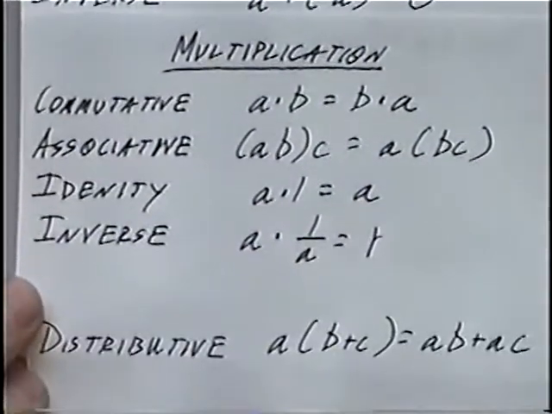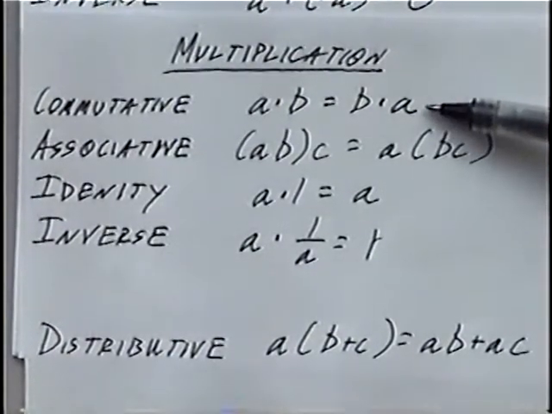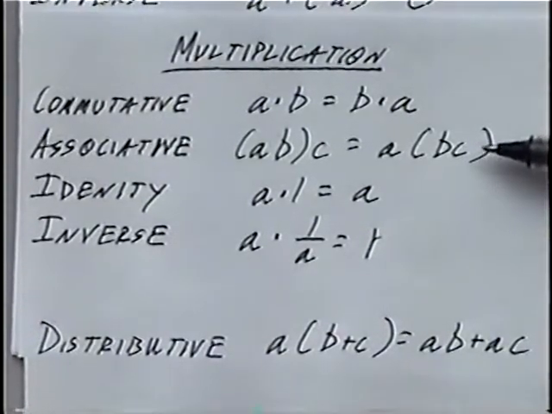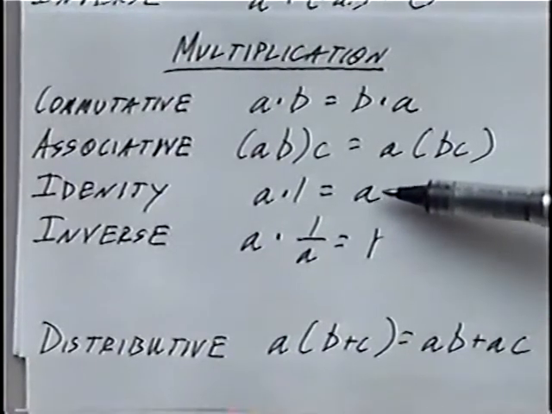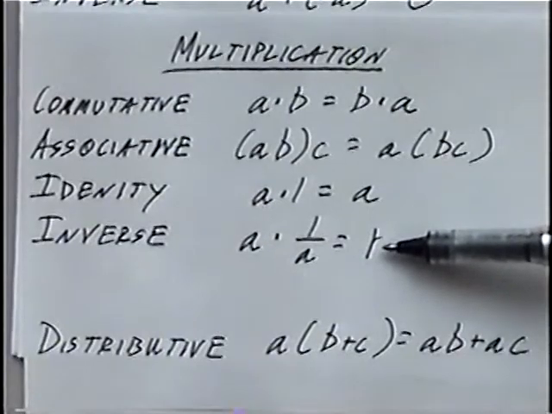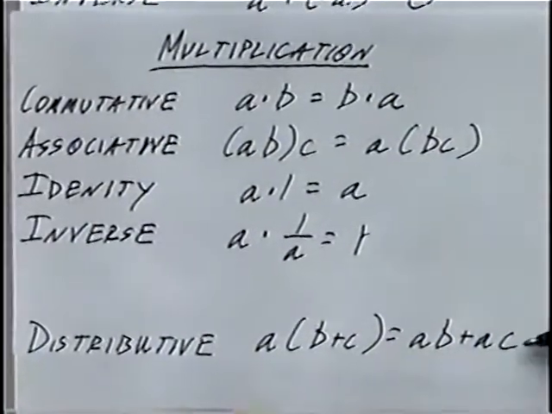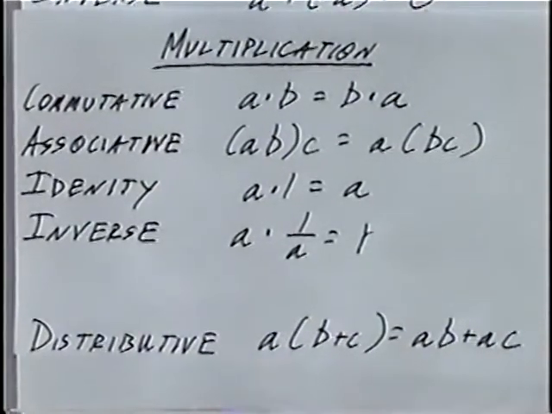For multiplication, the same 4 properties. Commutative, it doesn't matter which way you multiply 2 numbers. Associative, if you have 3 numbers, it doesn't matter how you multiply 3 numbers, it's always the same total. Identity, if you multiply by 1, it stays the same. And inverse, if you multiply by the reciprocal, it's always equal to 1. One extra property is distributive, where you can distribute a times b and a times c.